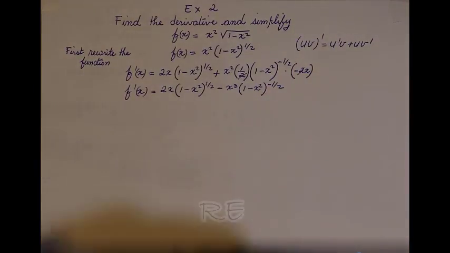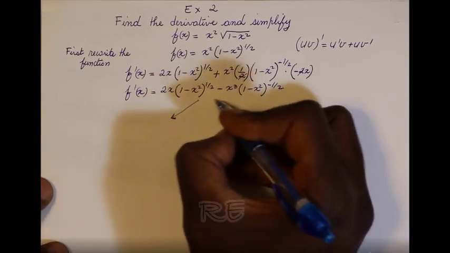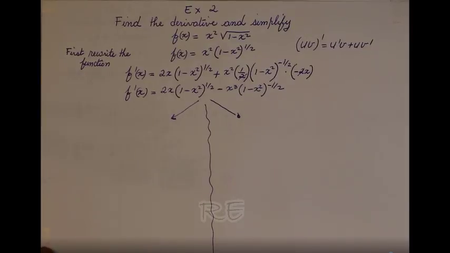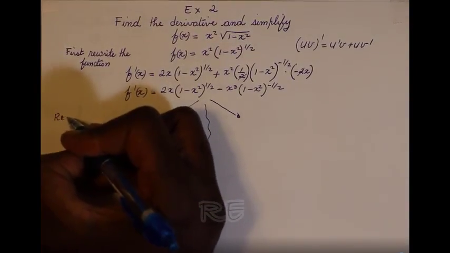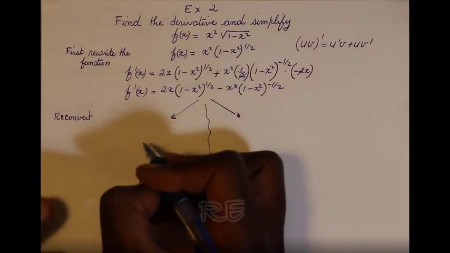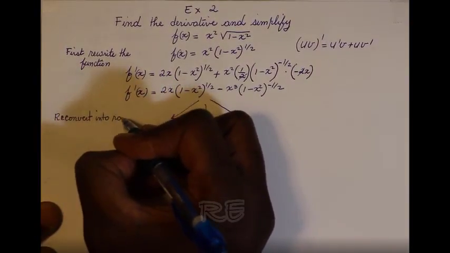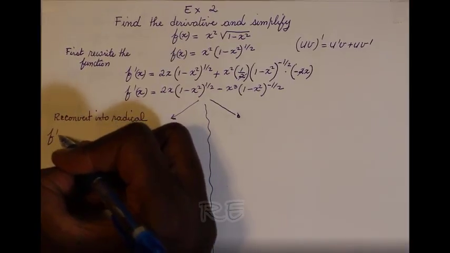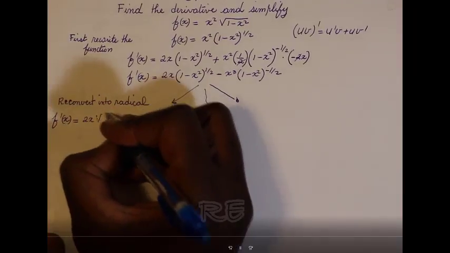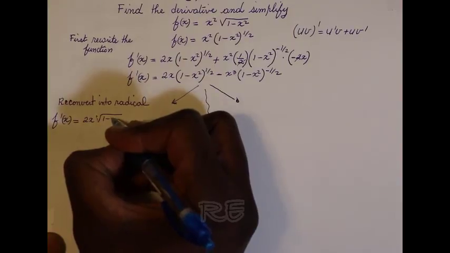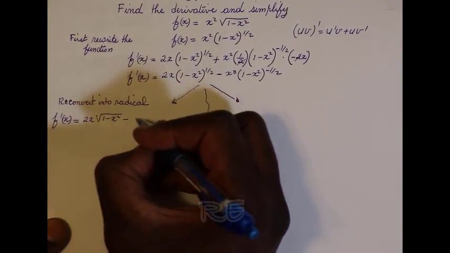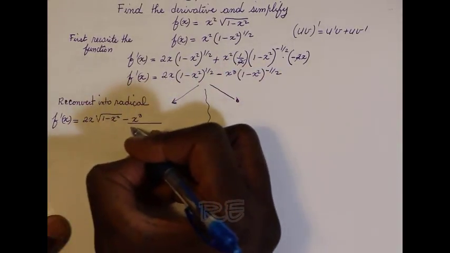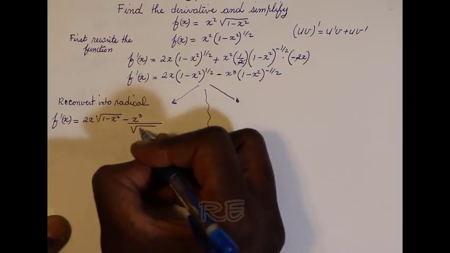Now to proceed, we can go two ways. We can factor out the least power, which is a little bit more challenging, or we can reconvert, and that will allow us to simplify the expression a little more. So we convert into radicals. That should be the easiest way to do it. We will rewrite f prime of x as 2x times the square root of 1 minus x squared minus x cubed, and the negative exponent will go to the denominator, over the square root of 1 minus x squared.